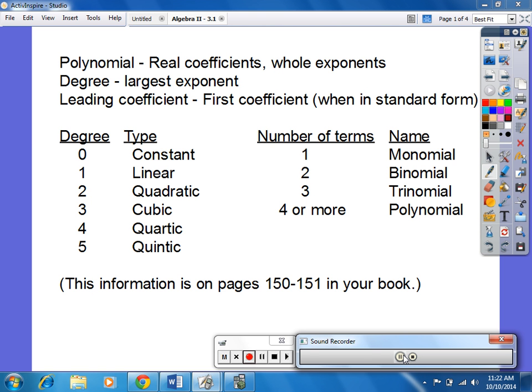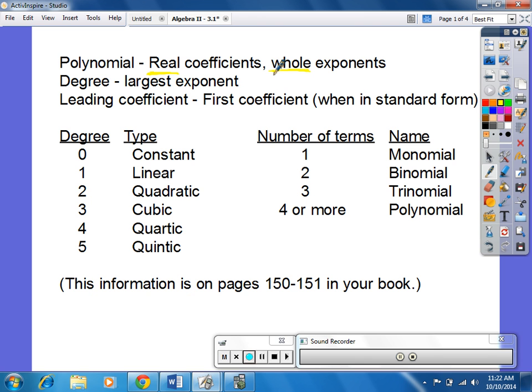Polynomials are expressions that contain numbers, operations, and variables. So when is an expression not a polynomial? Well, according to our definition, polynomials have to have real coefficients. In other words, no imaginary numbers can be involved in the coefficients, and whole exponents. Remember, whole numbers are 0, 1, 2, 3, and so on. No fractions, no decimals, and no negatives in the exponents.